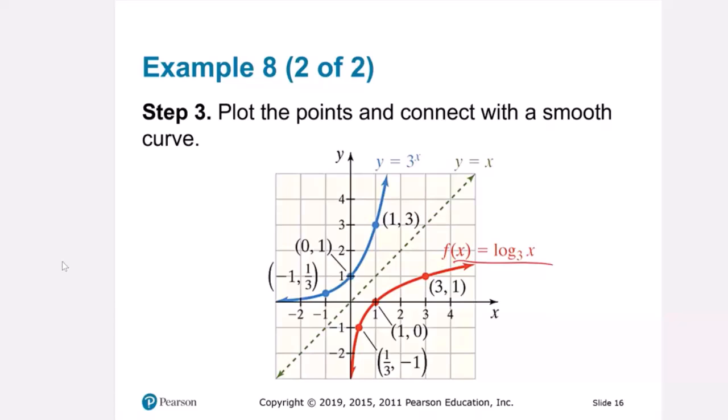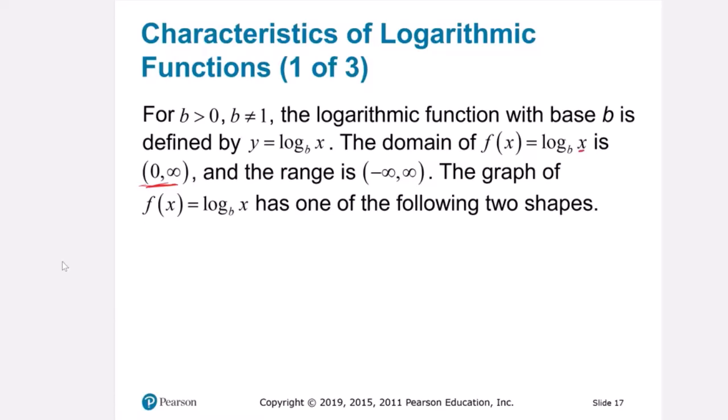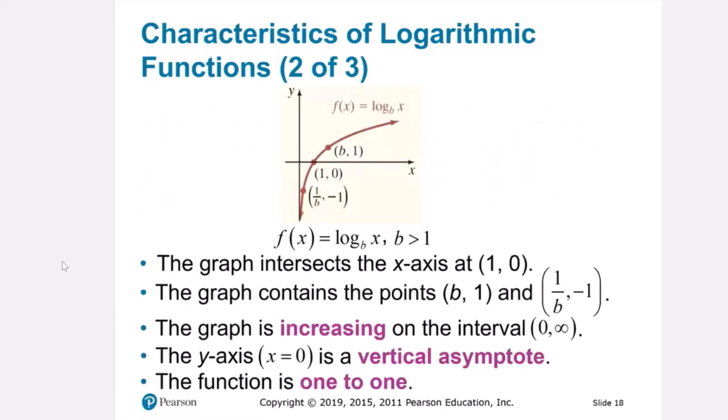There is a vertical asymptote right here. It can't go through a vertical asymptote. The smaller x gets, or the closer x gets to 0, the more negative it will become, because it's following that asymptote. And the range, you can see, is going from negative infinity to positive infinity. It goes all the way down to negative infinity, and it keeps rising here up to positive infinity. The graph intersects the x-axis at 1, 0. The graph contains the points b, 1 and 1 over b, negative 1.